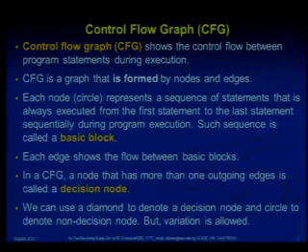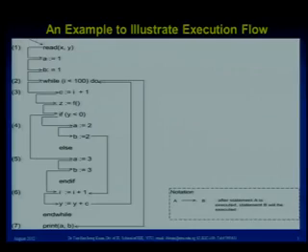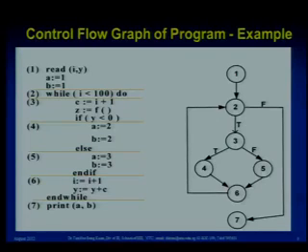A control flow graph is formed by nodes and edges. It's very simple. As such, this is a control flow graph, formed by nodes and edges. These are the nodes: 1, 2, 3, 4, 5. These are the edges: all the arrows are the edges. Edges are to show execution flow.